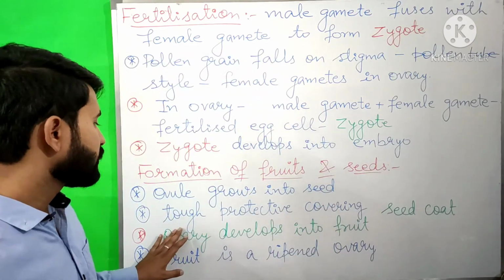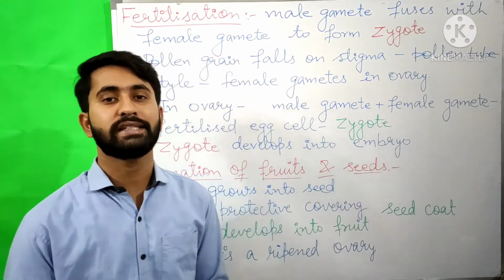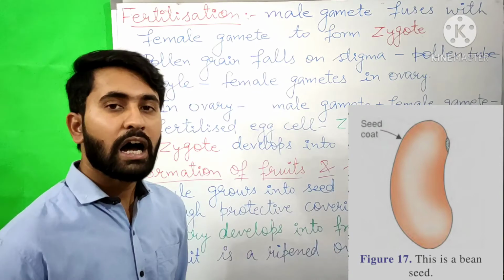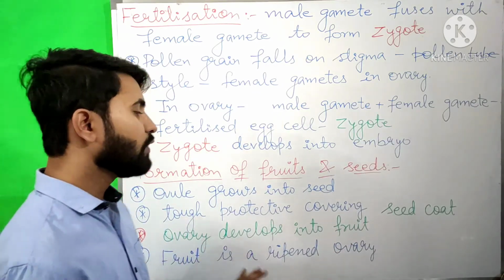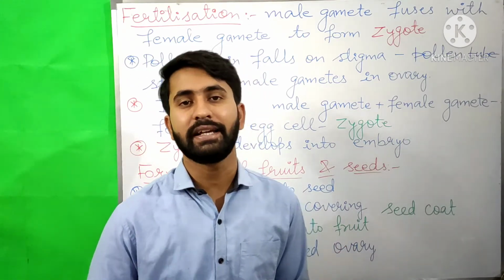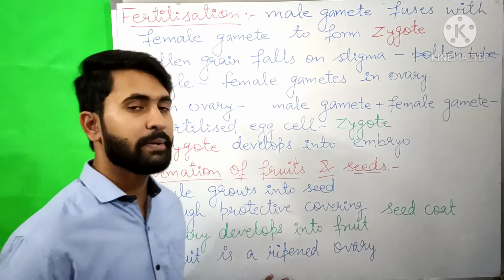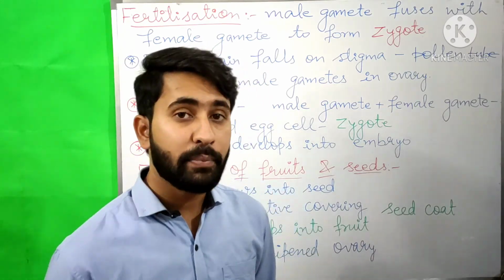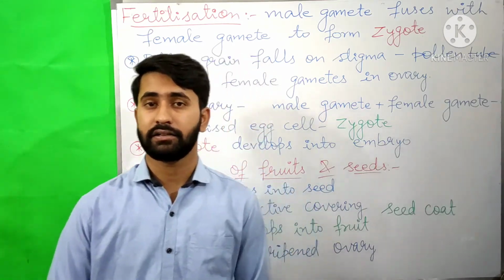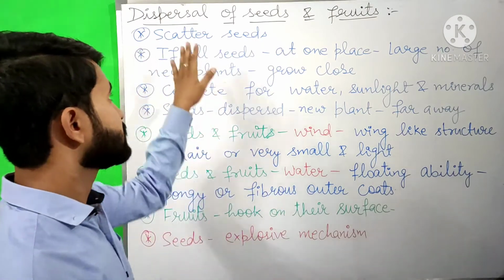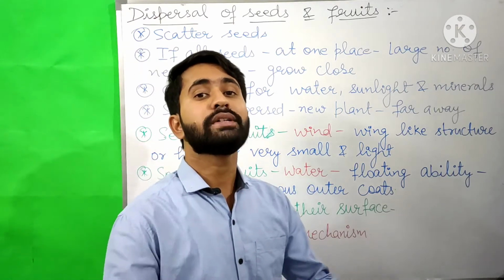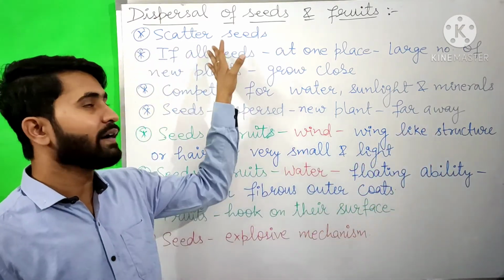There is a tough protective covering around the seed to protect it, and this covering is known as seed coat. After fertilization, the ovary of a flower develops into a fruit with the seeds inside it. So fruit is the ripened ovary of a flower. Apples, oranges, mango, they all have seeds inside them. Now we will learn about dispersal of seeds and fruits. Dispersal of seeds means to scatter seeds over a wide area.